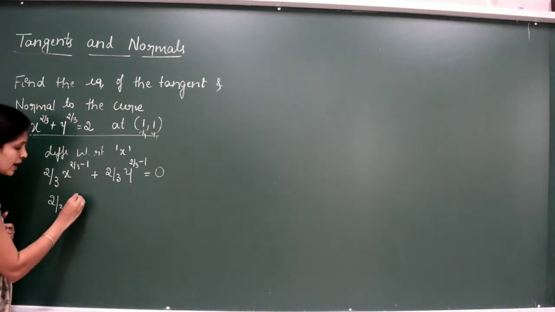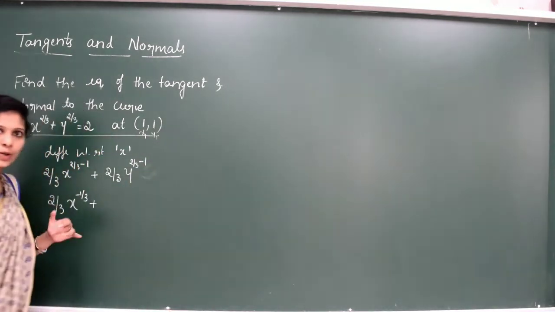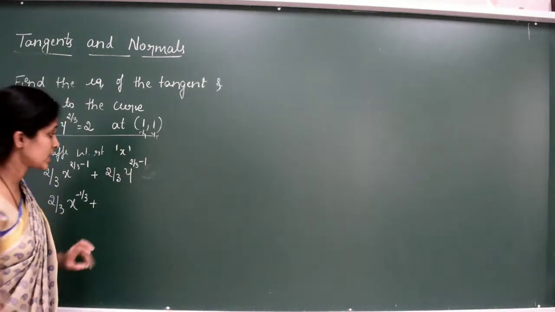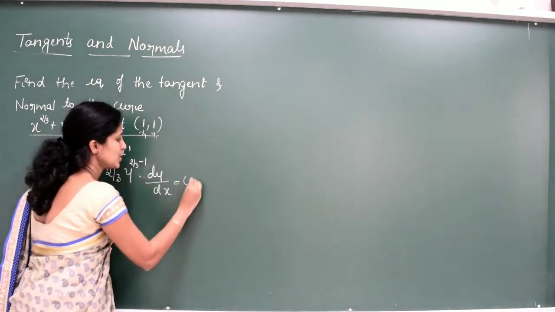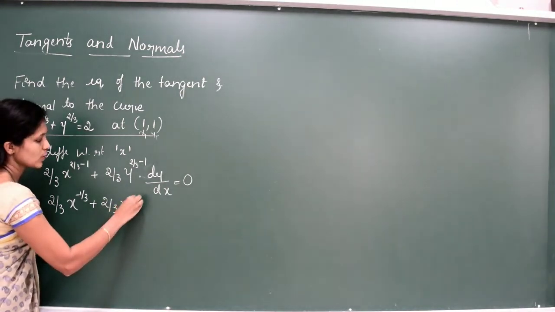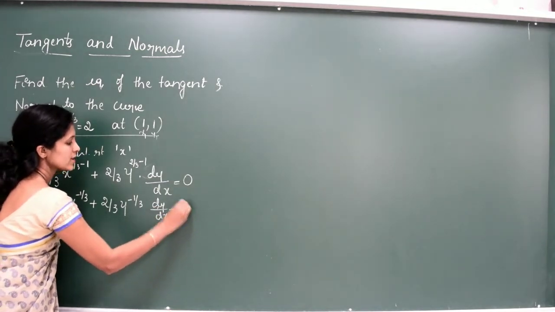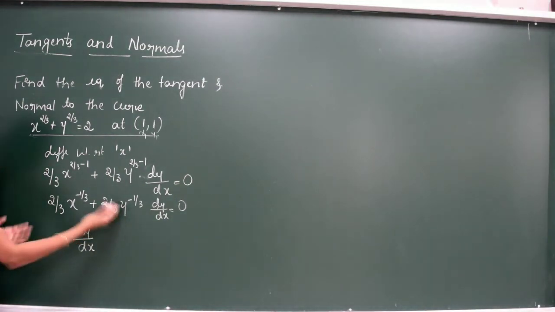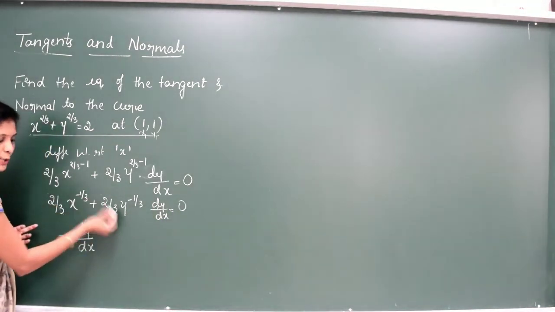2 minus 3 will be minus 1 by 3 plus, sorry, here one thing I forgot. I have to differentiate the function y, right? Because we are differentiating with respect to x. So here don't forget this, okay? dy by dx is equal to 0. So this is now 2 by 3 into y to the power minus 1 by 3 into dy by dx is equal to 0. We need the value of dy by dx, right? I can take 2 by 3 common, and here 0 is there, equate with 0. So 2 by 3 and 2 by 3 will get cancelled.